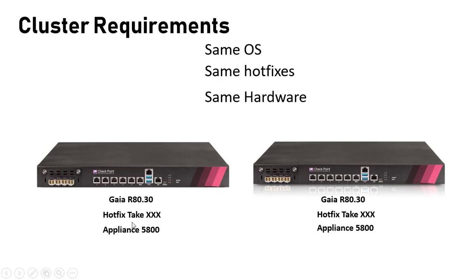Let's say we have a Jumbo Take as the hotfix. I don't know, just from the top of my head, it's going to be 86. Jumbo Take 86. It has to be the same. And the same for the appliance. If the appliance is 5800, it has to be 5800. They have to match. Easy. I'm not going to focus on that.